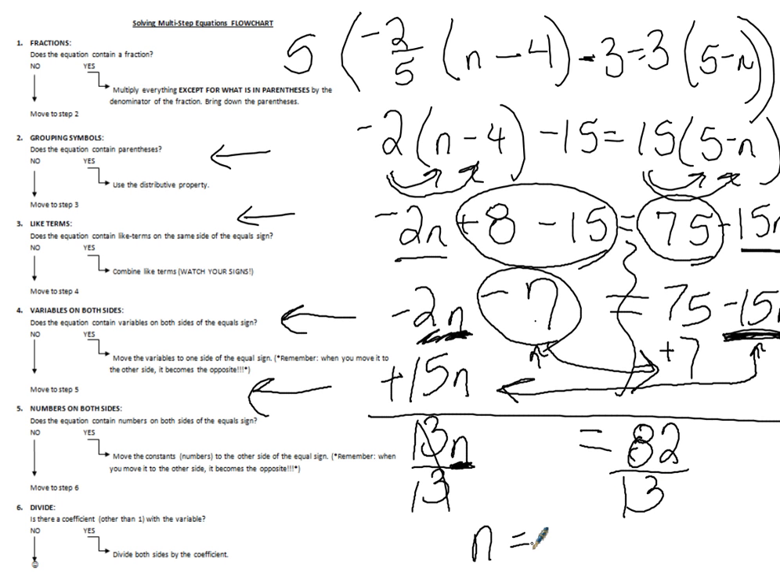Now, because 13 is a prime number, I know I cannot simplify this. I cannot reduce this to any lower term unless I wrote it as a mixed number. And we don't necessarily need to write it as a mixed number. So, n is going to be equal to 82 over 13. Circle your final answer.